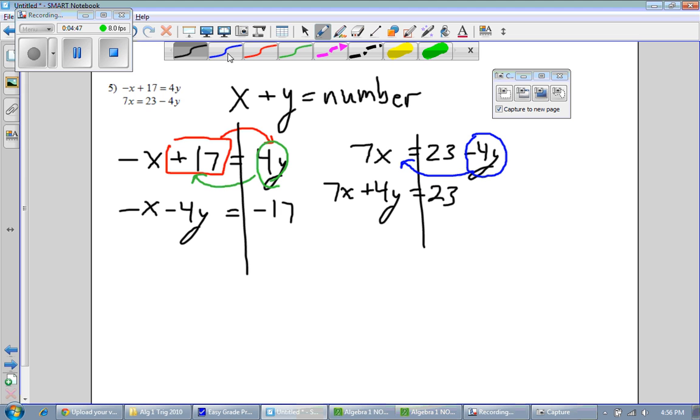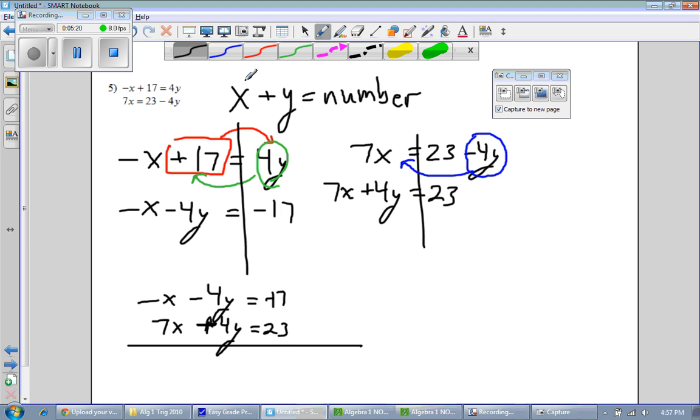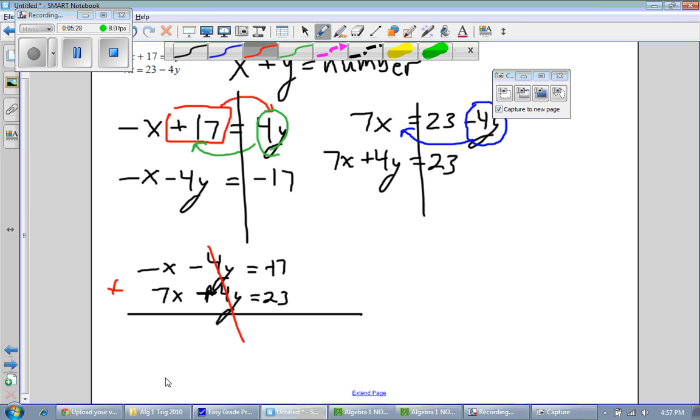So let's stack them right on top of each other and see what we got. So here we go. My first equation, I'll just rewrite it. Negative x minus 4y is equal to negative 17, and 7x plus 4y is equal to 23. What's so nice about this? Now that you've got that negative 4y and your positive 4y right on top of each other, you can add them up like our last problem. They just weren't in as convenient of an order. But now that they are, we can just go plus right here and add everything up, because those y terms are going to cancel.